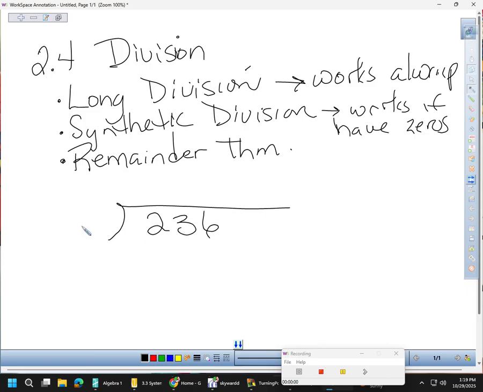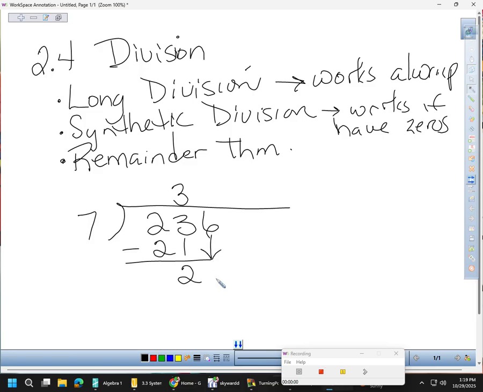236 divided by 7. All right, sounds good. Super easy one. Just kind of show my point. 7 goes into 23 3 times. 3 times 7 is 21. We draw our line, put a negative there, so we change our signs. And we subtract, we get 2.